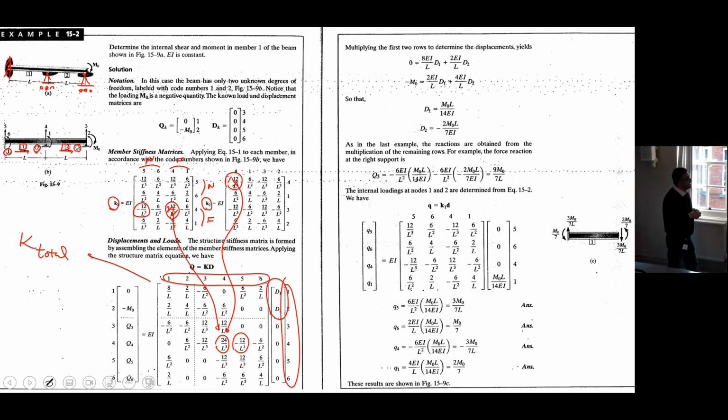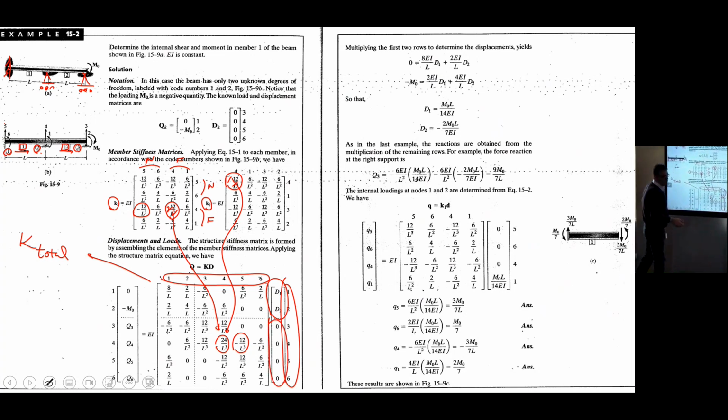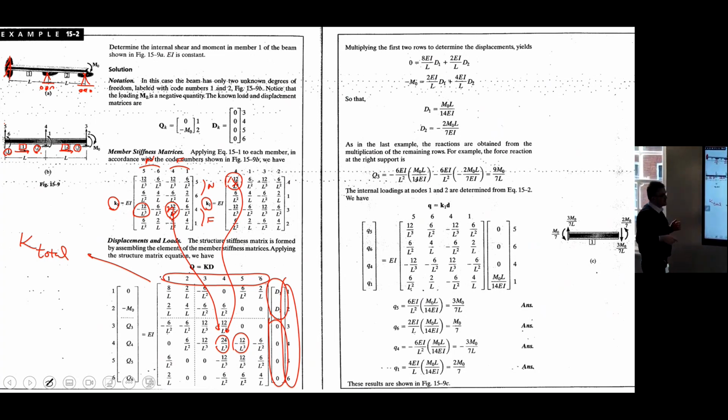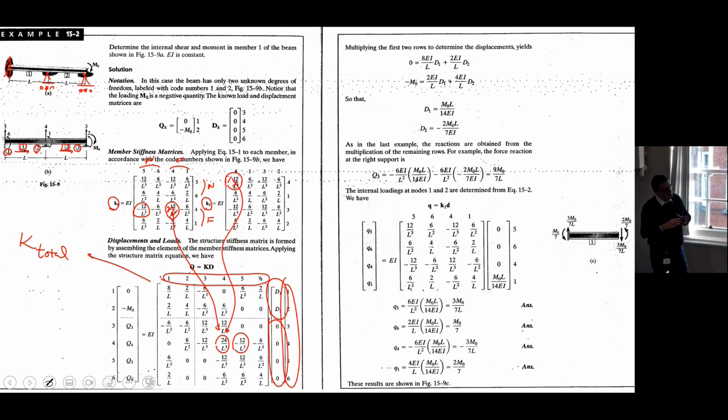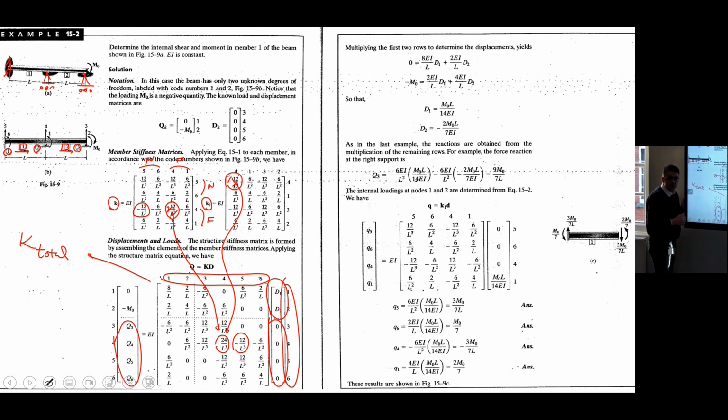So D1 and D2 are unknown. D3, 4, 5, 6 are 0. Why? Because of the supports. D3 because of this roller, 4 because of this roller, 5 and 6 because of that fixed support. D3, 4, 5, 6 are 0. So apparently Q3, 4, 5, 6 are support reactions. And these 2 are external forces corresponding to D1 and D2.